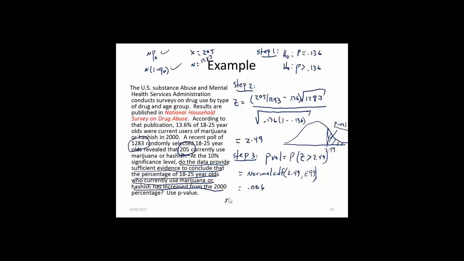Step 4, we need to compare the p-value, 0.006, with our alpha level. Do we have an alpha level? There it is, 0.1. So what can we conclude? 0.006 is less than 0.1. So what is our decision? Reject the null. Excellent.